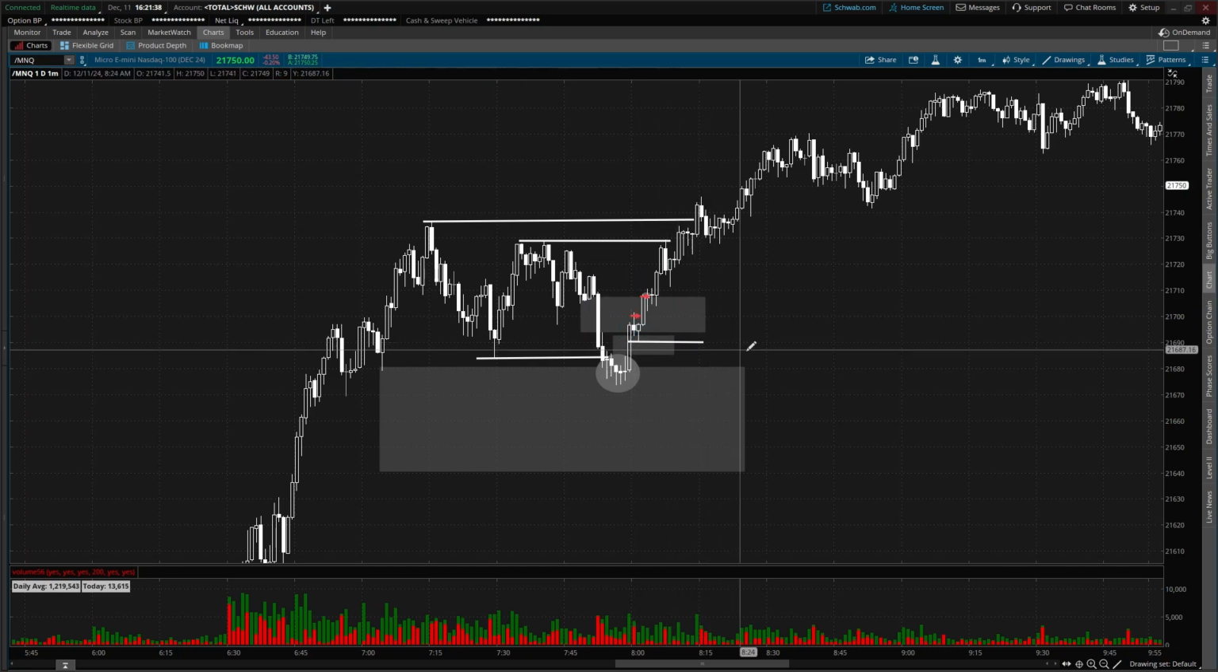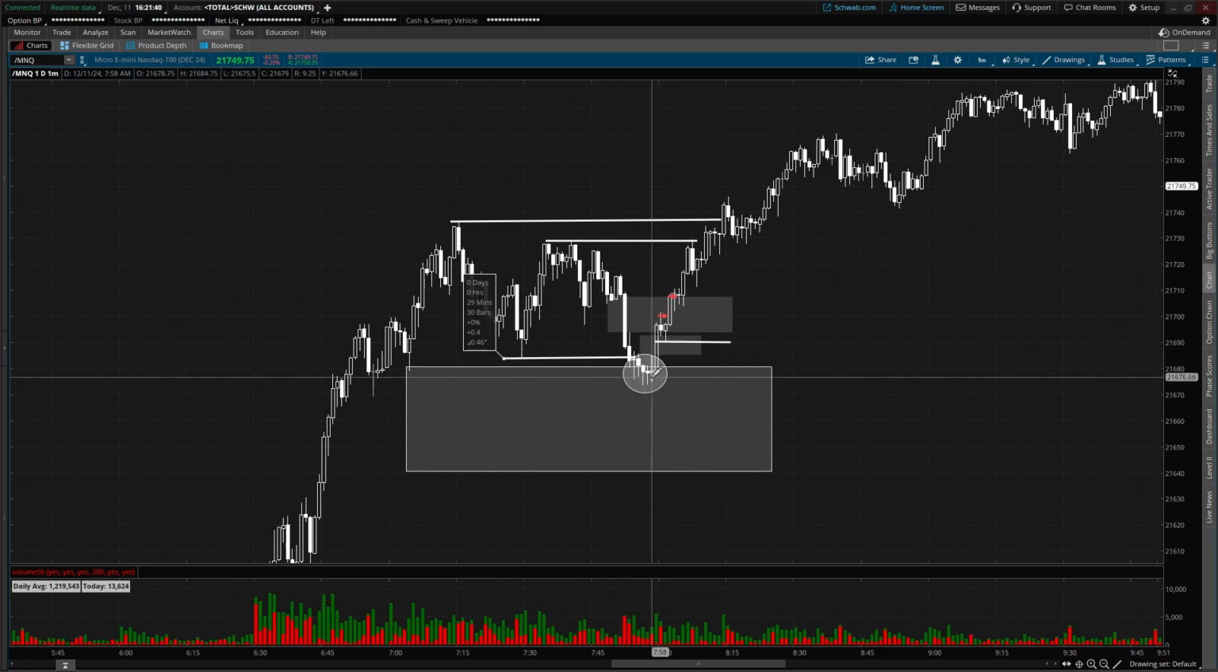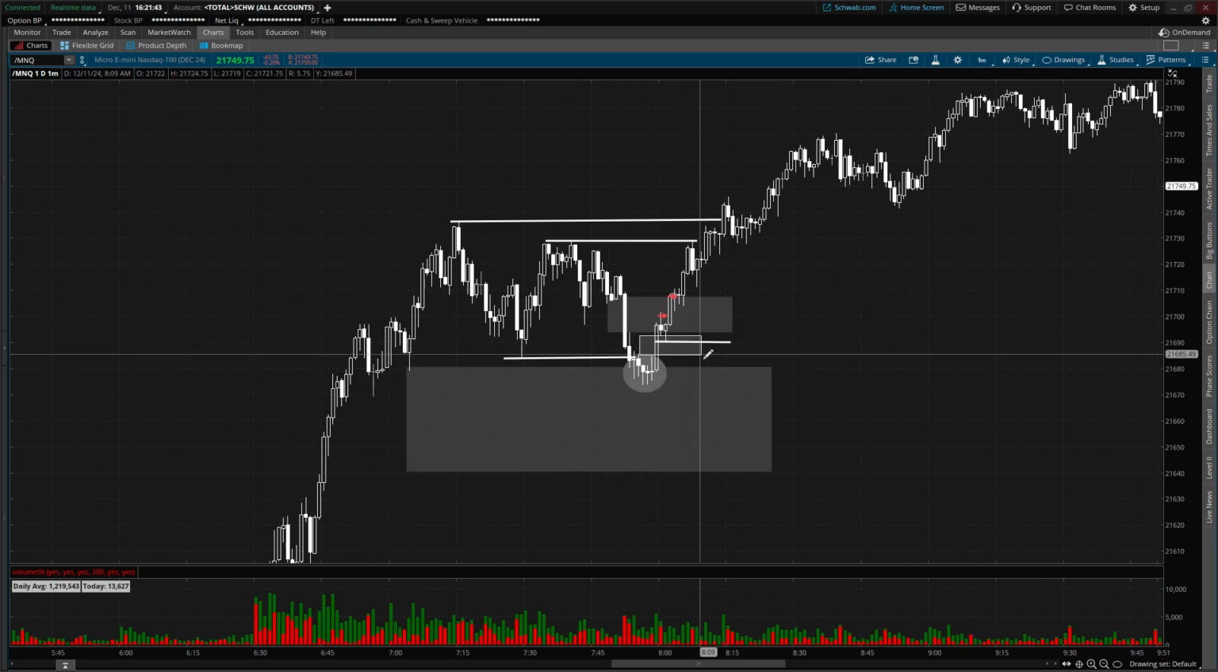Why do I put my stop so tight? Because if we're finding buying, we should see what? Efficient delivery, which we got there nicely, formed a fair value gap. We respected that fair value gap and continued on to the target.